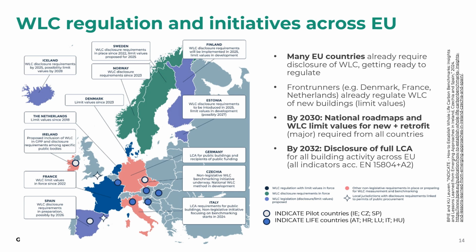And when we look at the situation on the topic of whole life carbon regulation across Europe, we see that many countries in Europe already have and require disclosure of whole life carbon, and they're getting ready to really regulate on it. Some frontrunner countries already regulate whole life carbon of new buildings with very specific limit values, which new buildings have to fulfill in order to get the allowance to be constructed. And again, for all of the countries across Europe, it means that by 2030, they need to have national roadmaps and whole life carbon limit values in place for both new and retrofit activities. And from 2032, we are even talking about a disclosure of a full life cycle assessment, which is not just greenhouse gas emissions, but really the full variety of environmental indicators.